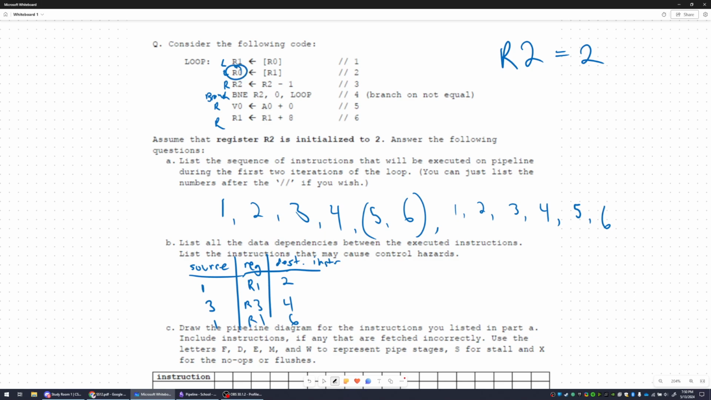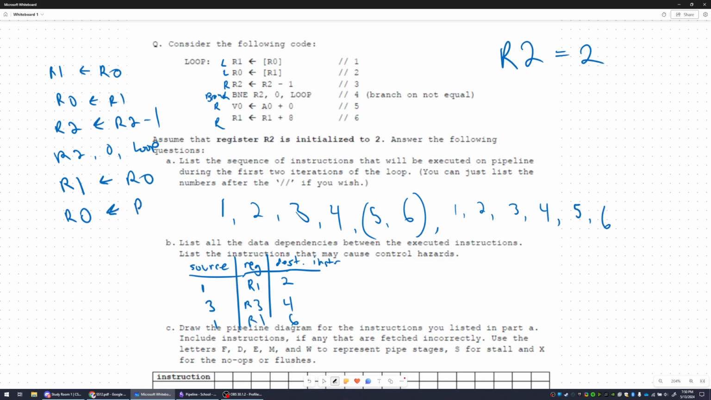Oh yeah, this one, I think, right? Because if you wrote it out, it'd be like R1, R0, R0, R1, R2, R2 minus 1, some branch. And then you have R1 again, R0, and then R0, R1. So this one right here is over there.